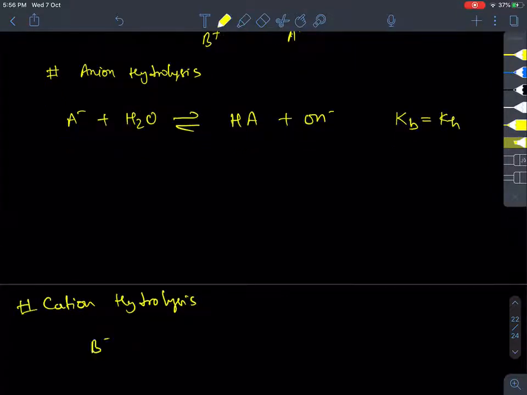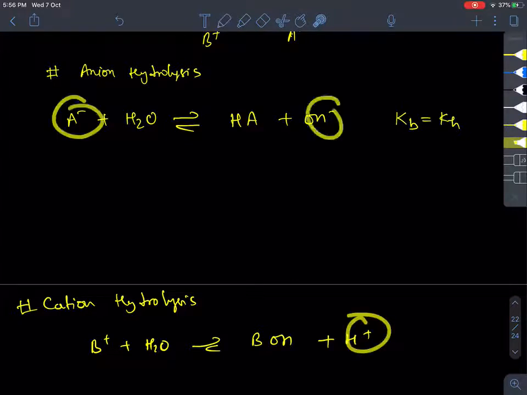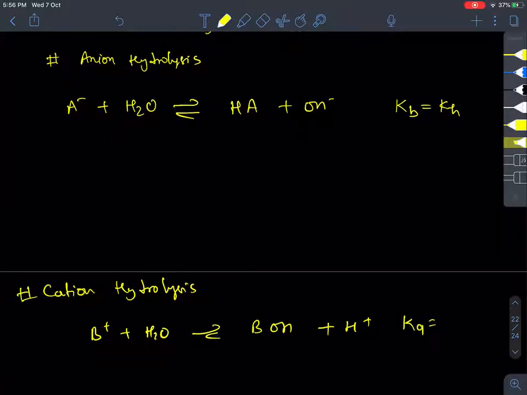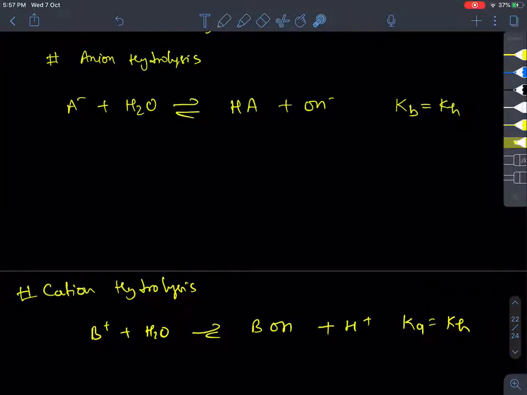Means B plus hydrolyzing water, forming... it is plus, so it will be seeking for OH minus. It will liberate H plus. So cation liberates cation, anion liberates anion. So again, it will be, you see, Ka, I will use this Ka, but essentially because it is a hydrolysis equation, we can say hydrolysis constant. So these are the equilibrium constants, just named differently.